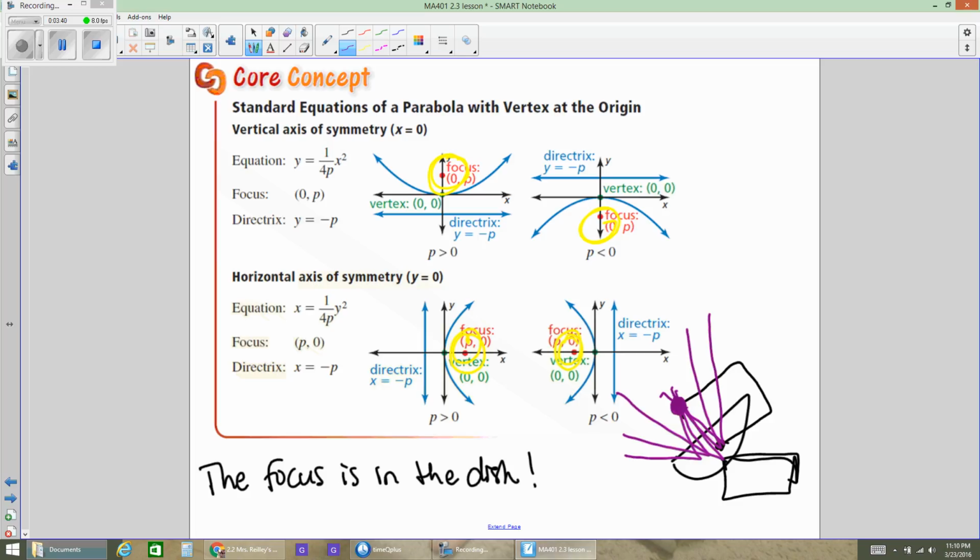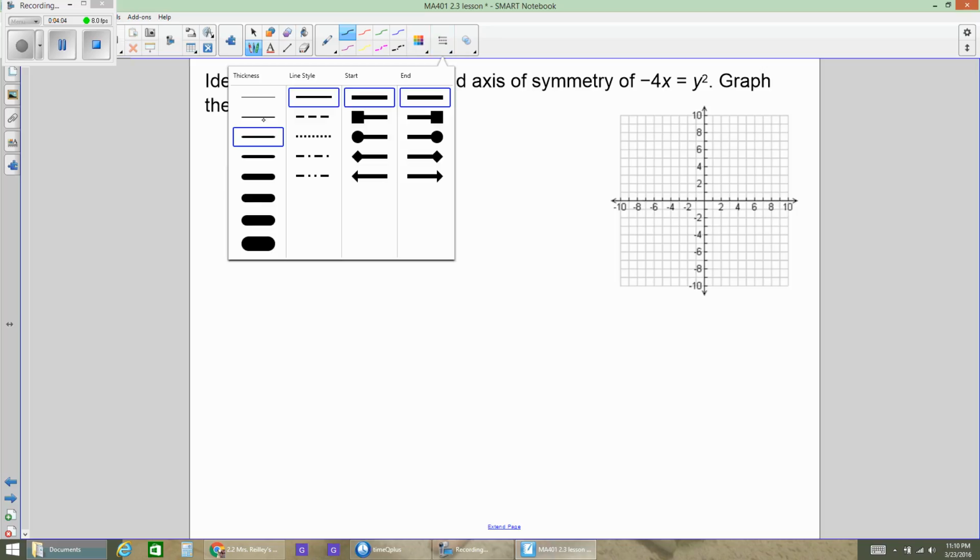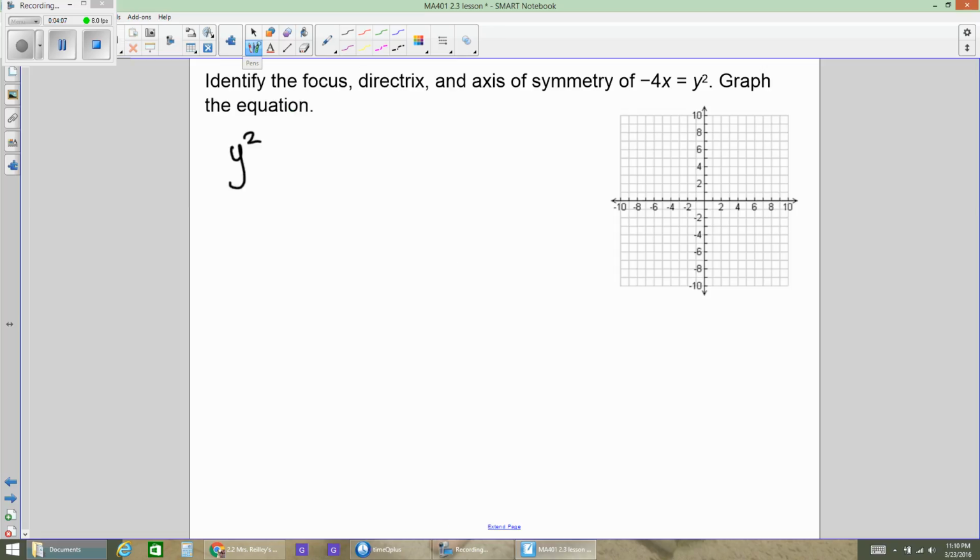Okay, have your cheat sheet in front of you because here we go. It says identify the focus, the directrix, and the axis of symmetry of negative 4x equals y squared. Then graph the equation. Alright, something important needs to be happening in your head right now. You've got y squared. And because you have a y squared, you know that that means you're going to open either to the right or the left.